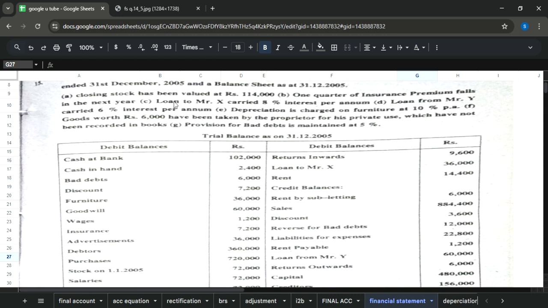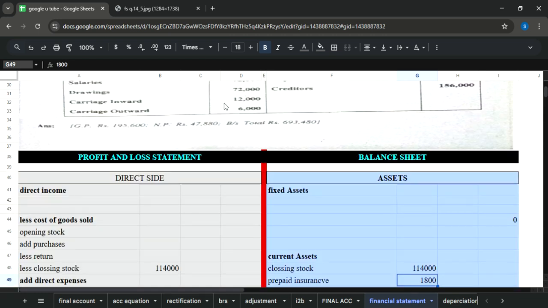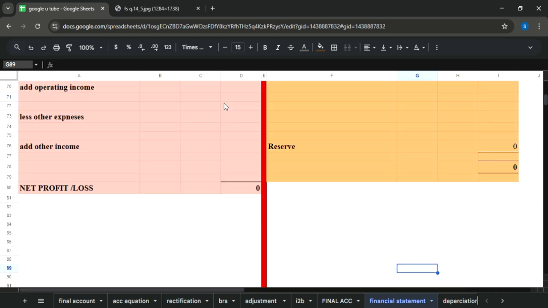Part C: loan to Mr. X carried 8% interest per annum. Now the most important word is this 'to'. 'To' means you have given this loan to someone. So it means a loan had been given. When you give a loan to someone, you will receive interest, so it would be considered as your other income. You come over here and write interest on loan to, and we will calculate it.